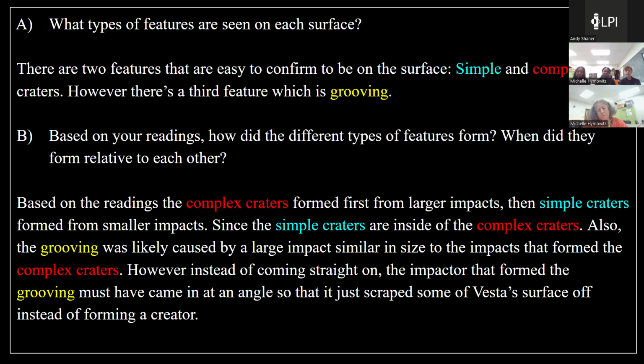And basically how that forms is that it comes in at an angle. So instead of causing a direct crater, it gives the asteroid more of a haircut and gets some of its surface to split open, which is what causes the grooving.